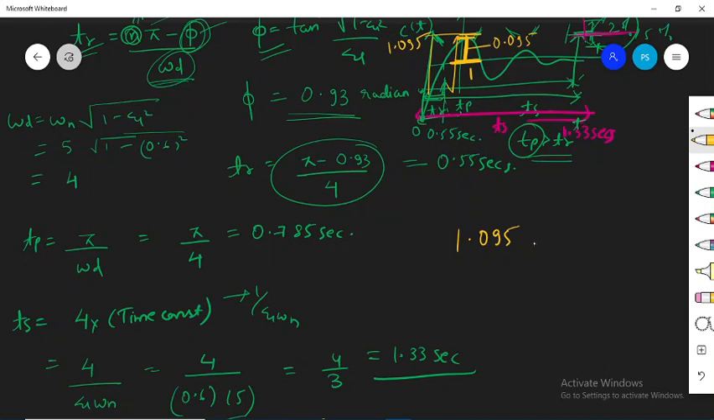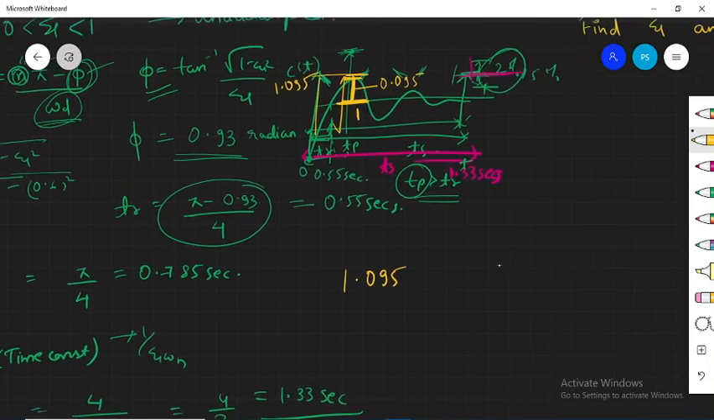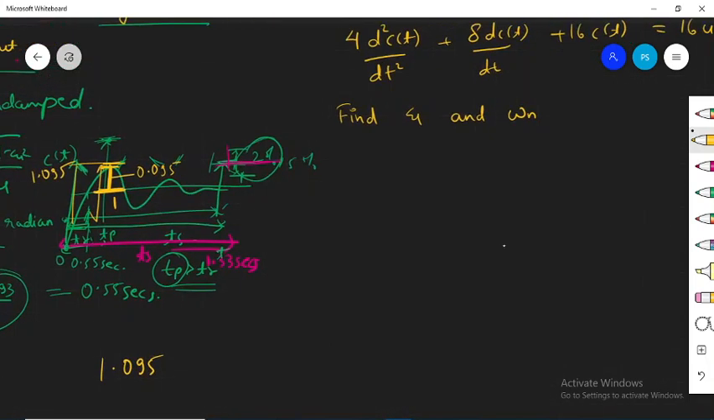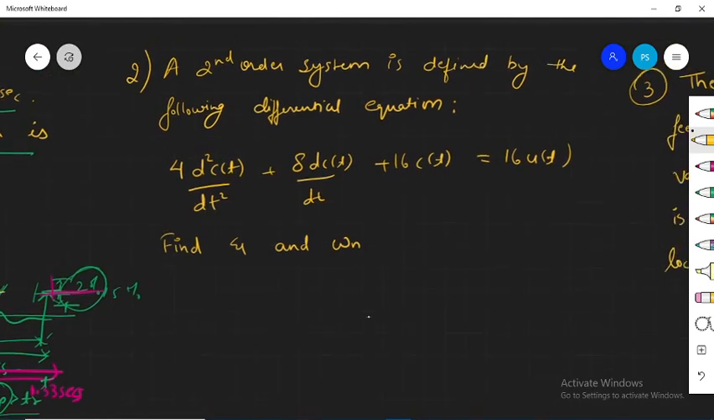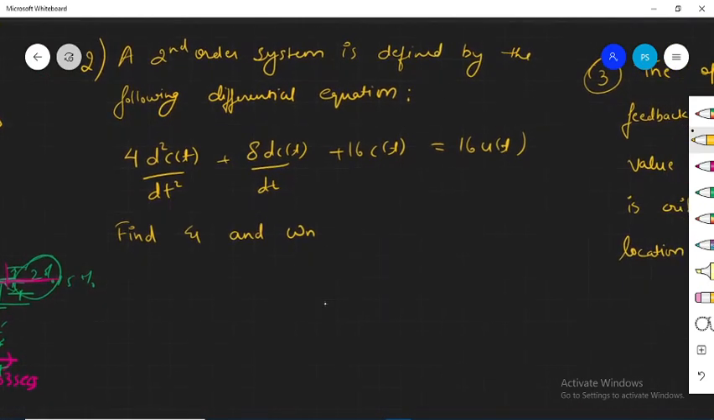So this is one of the basic questions that we have covered. Let's move on to the next question. A second order system is defined by the following differential equation. Now in this question they have given a differential equation.